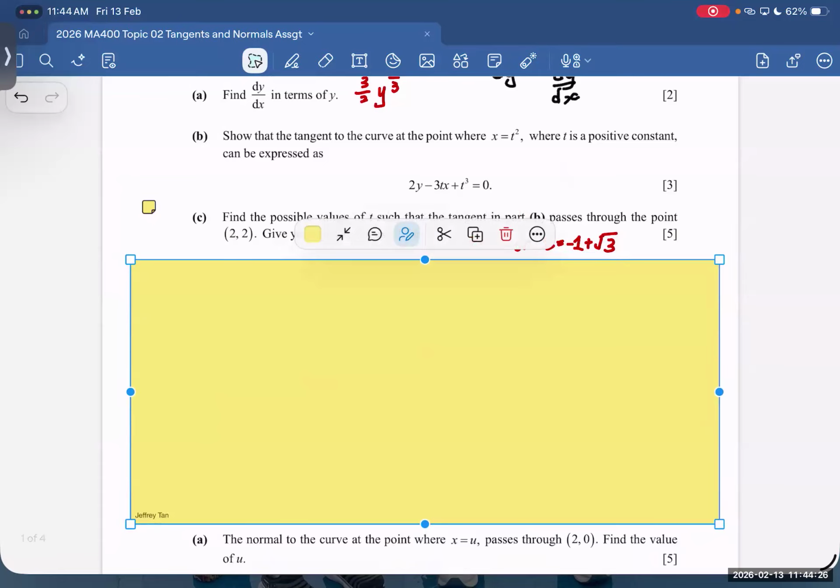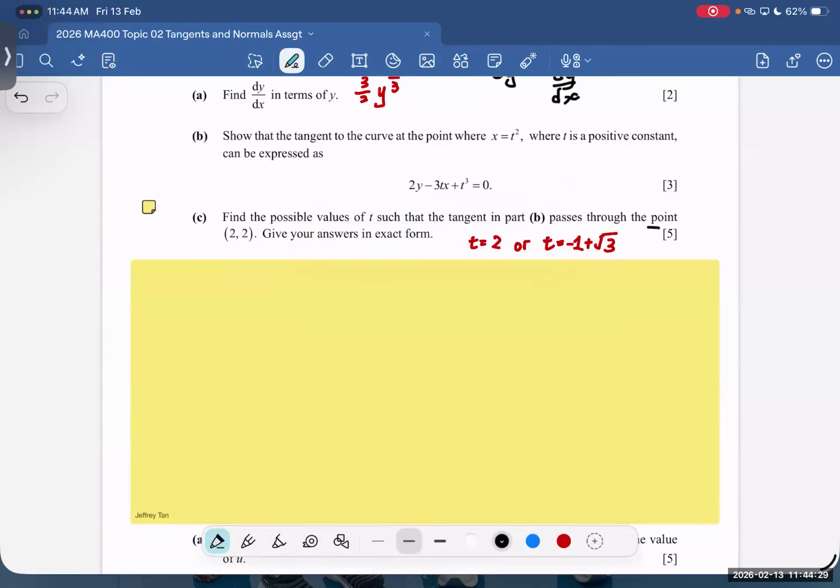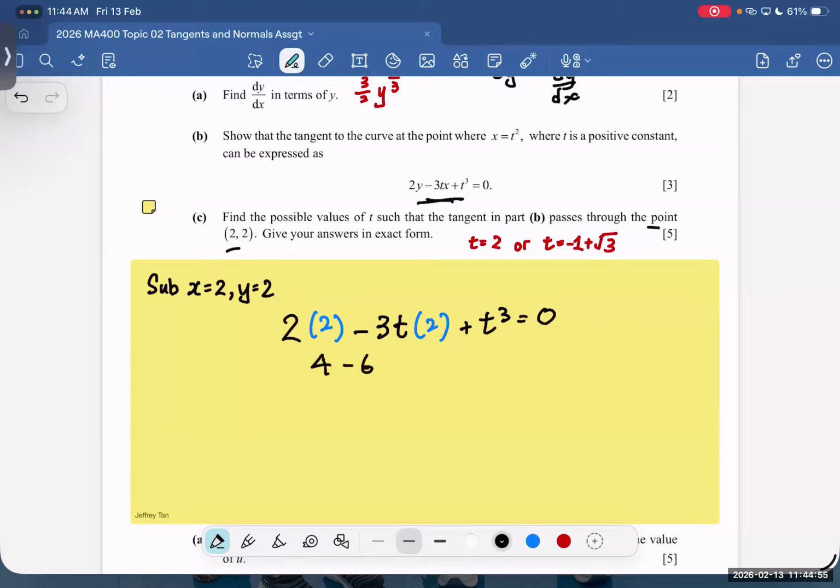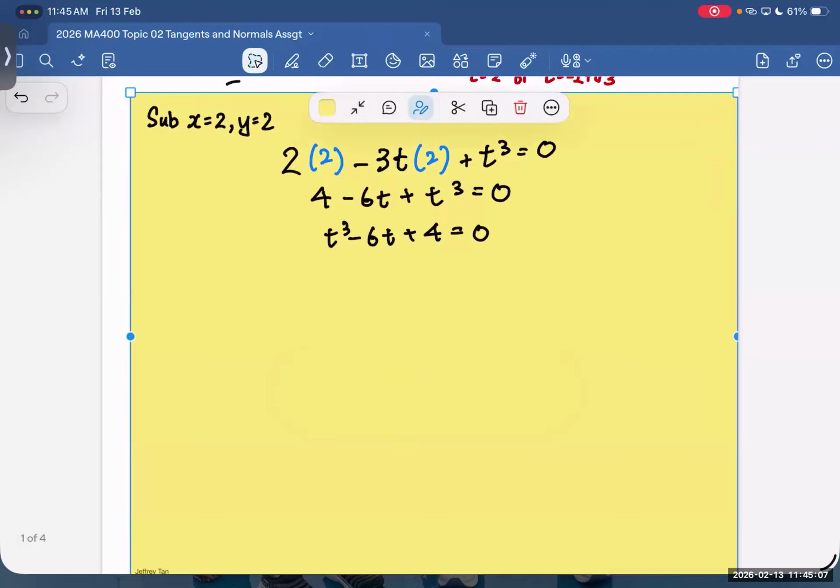Now, I want the tangent in B to pass through the point (2, 2). What it means is now you will substitute x equals 2, y equals 2 into the equation. So it's 2y minus 3tx plus t cubed equals 0. So you have 4 minus 6t plus t cubed. Then usually we put the highest power at the front, and voila, t cubed minus 6t plus 4.